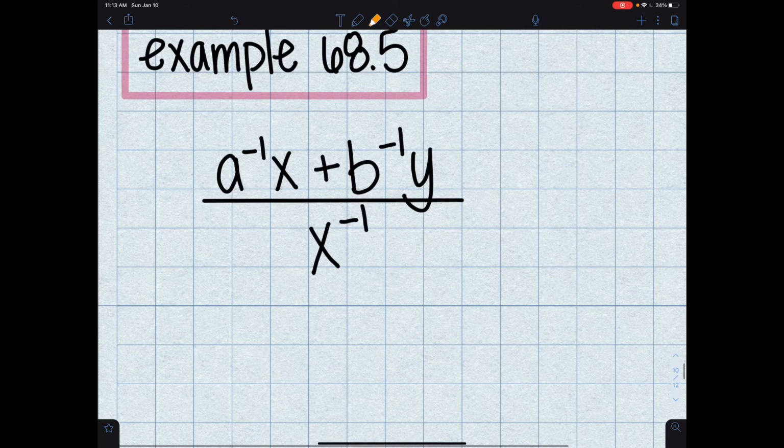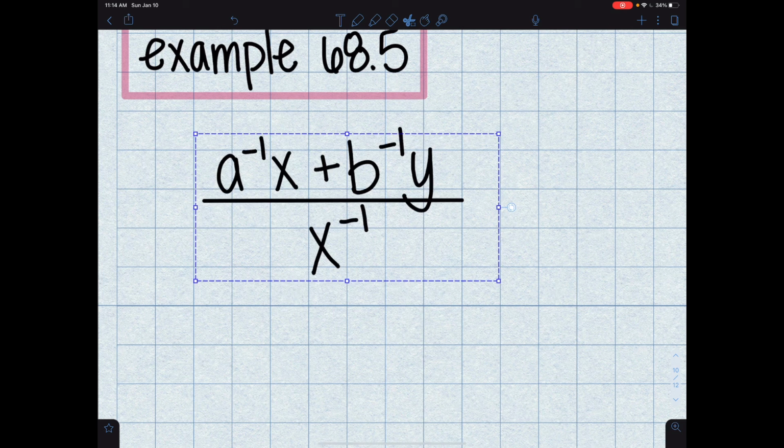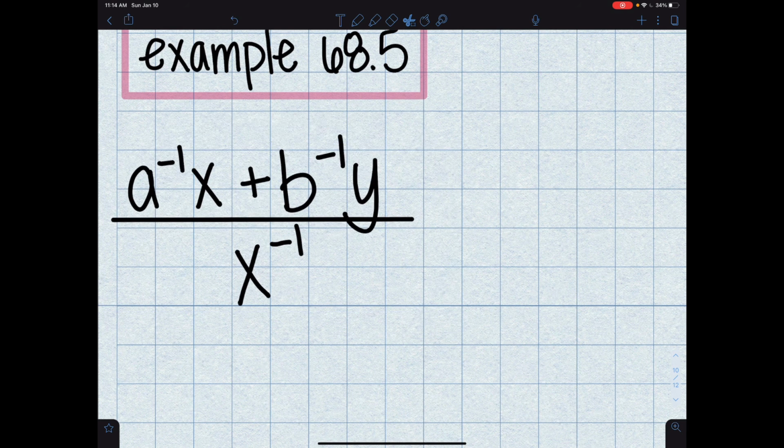Okay, example 68.5 says simplify this little bugger. Woo, this is quite the bugger. So the first thing they say, step 1, let's just get rid of all those -1, because what the heck is that all about? I mean, we know that a to the -1 means it's a on the bottom. Otherwise you could look at this and be like, oh, it's not fractions on top of fractions. It's already simplified. But it is fractions on top of fractions because of those -1 exponents.